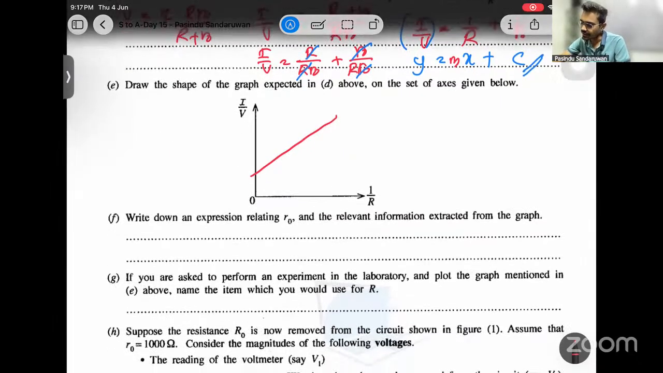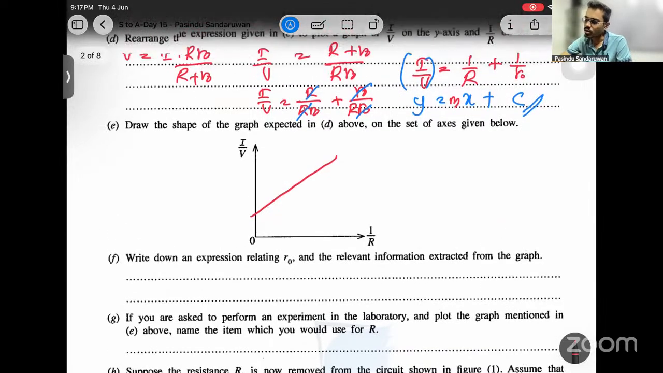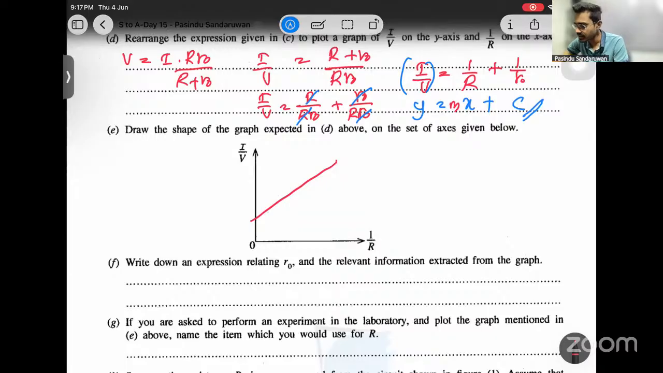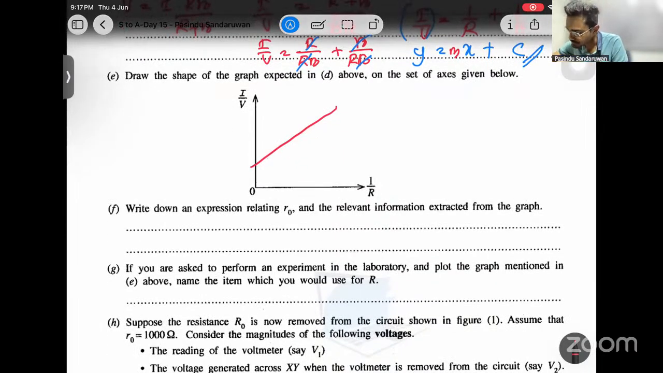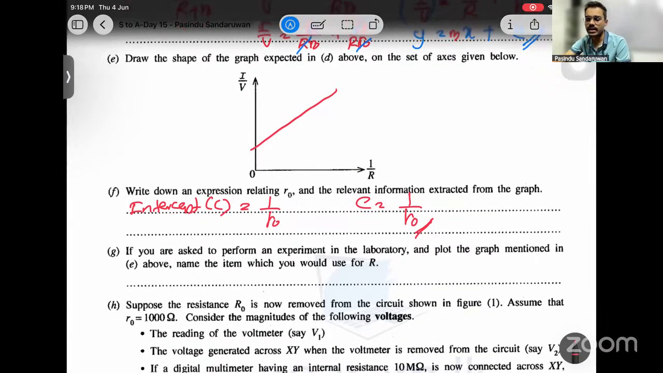Write down an expression relating R naught and the relevant information extracted from the graph. You can see 1 over R naught is with the intercept, no? Which means the intercept of the graph, C, is 1 over R naught. Then the expression is C equals 1 over R naught.